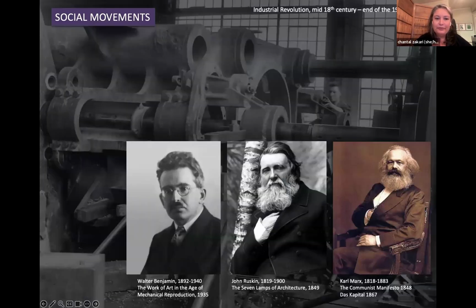Here I'm going to put three thinkers that really affected artists because these thinkers actually defined art and its function in society. And they helped us understand how the place of art and the place of the artist in society was transforming. So John Ruskin, this gentleman with a beard, wrote about art, architecture, and craft.